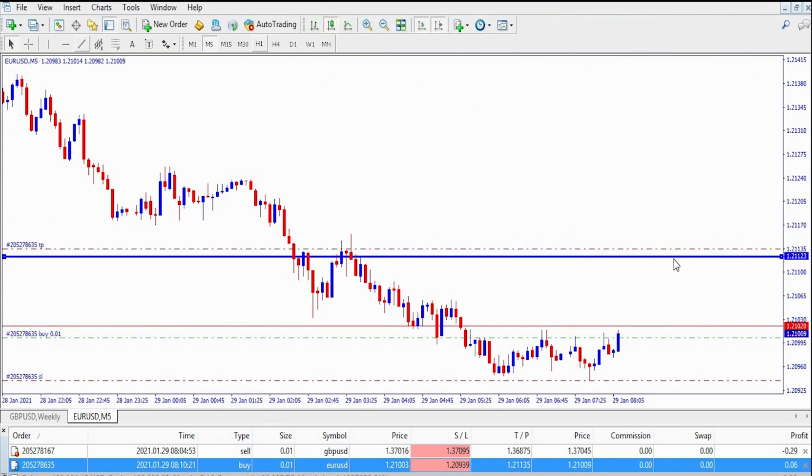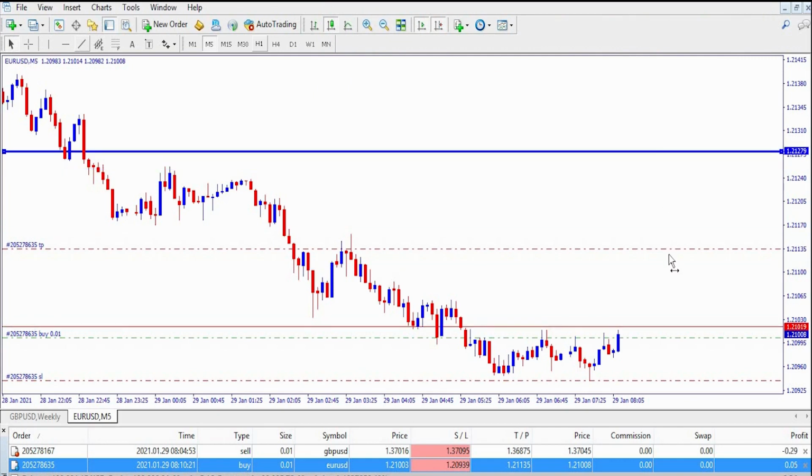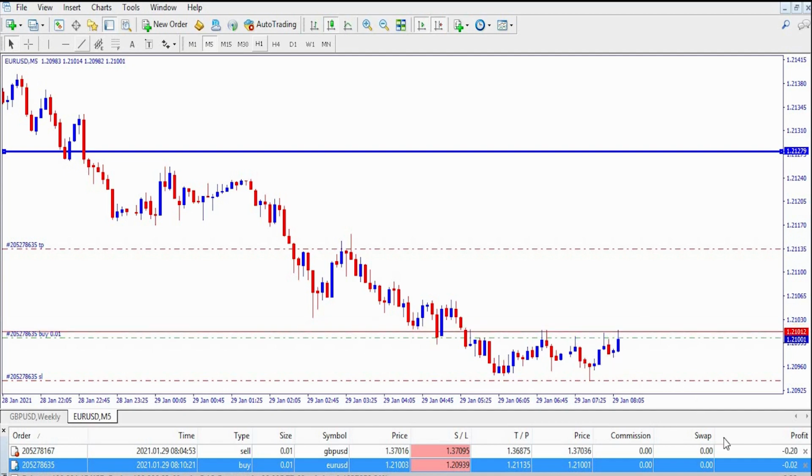So modify. After I modify, oh sorry, I dragged the wrong line. After modify, you can see I'm in the market already. So this one, the Euro USD, this is my take profit, this is my stop loss. So that is for the market execution. I believe we got that.